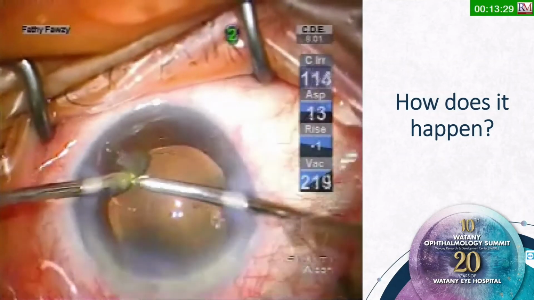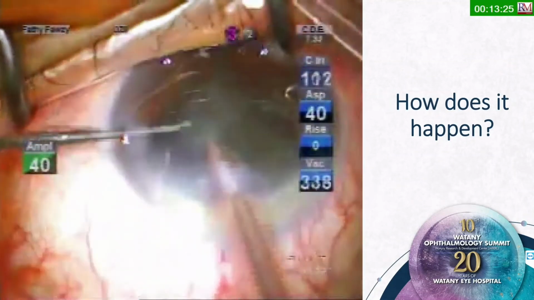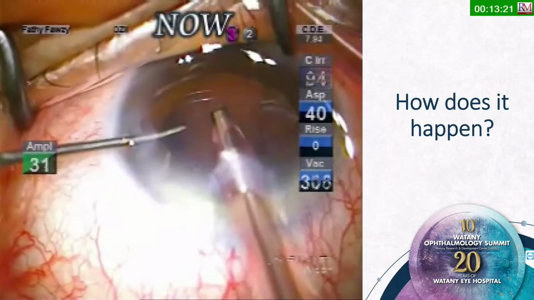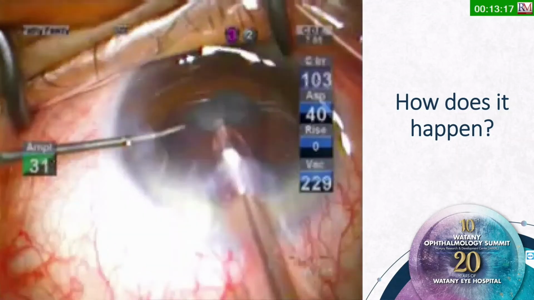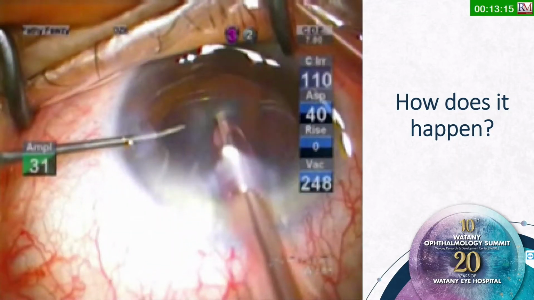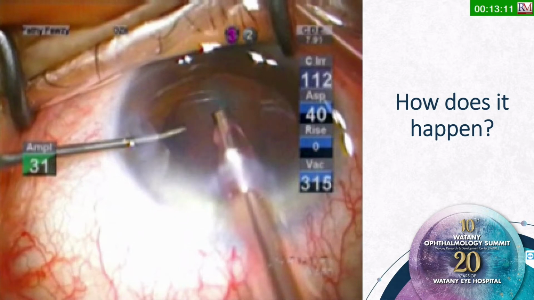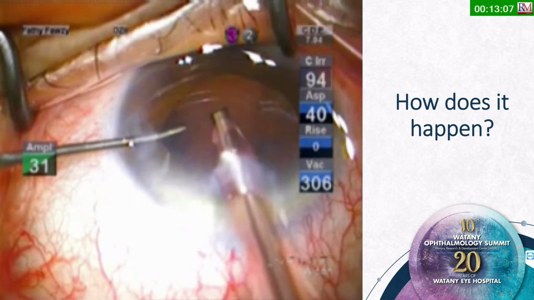We'll show this surgery again in slow motion by flashback, and keep concentrating on this last bit at the tip of the phaco tip, and repeated it again in very slow motion. I noticed that this last shot, the last piece, was actually shot into the sulcus. Not aspirated, but actually shot into the sulcus.